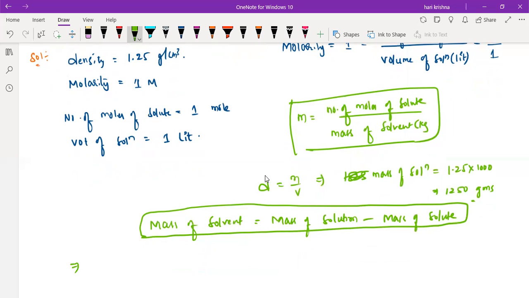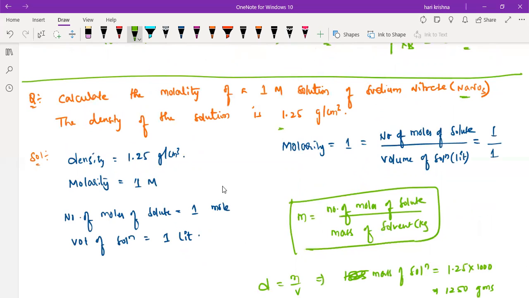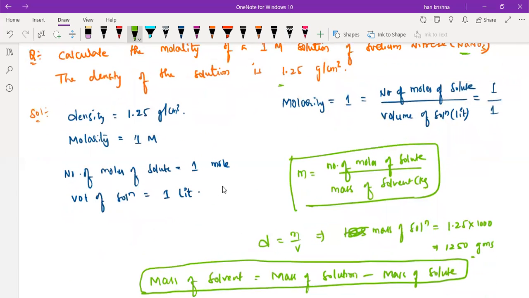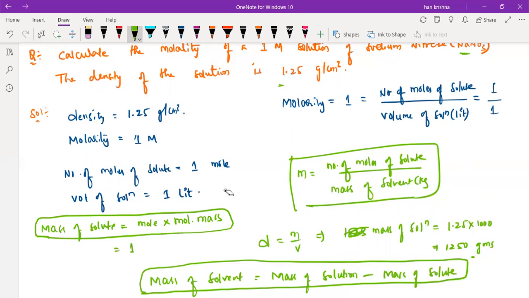Then how to find the mass of solute here? What they have given? NaNO3. Do you know the mole concept chart? Converting from moles to grams, what do you have to do? Anyone from class 11th? Converting from mole to grams, you have to multiply with the molar mass, right? So mass of solute is equal to mole into molar mass, or you can take molecular mass. What is the molecular mass of NaNO3? That is 85. So mass of solute is 85 grams.